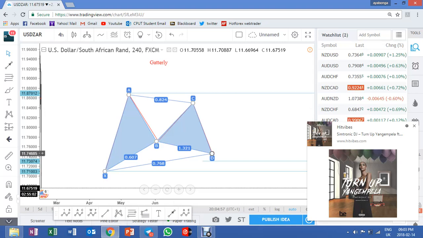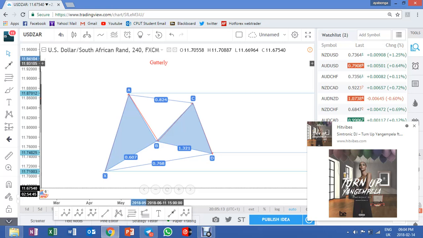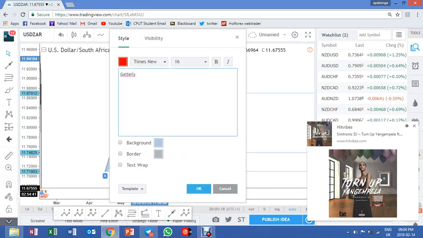You enter at your point D at this level. Your target is at point A. Your stop loss is beneath this level, which is point X. There you have your Gartley pattern. And the last one is going to be the Cypher pattern.